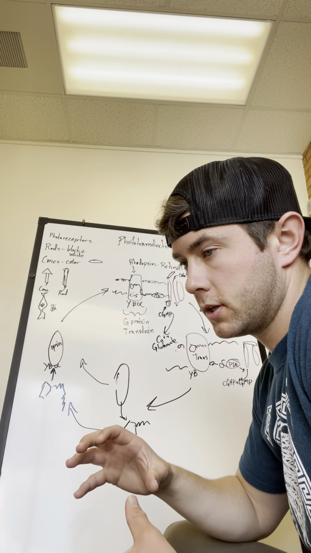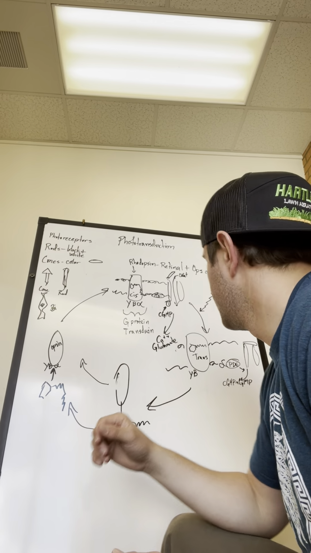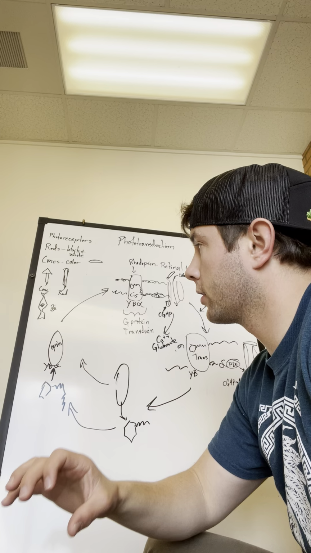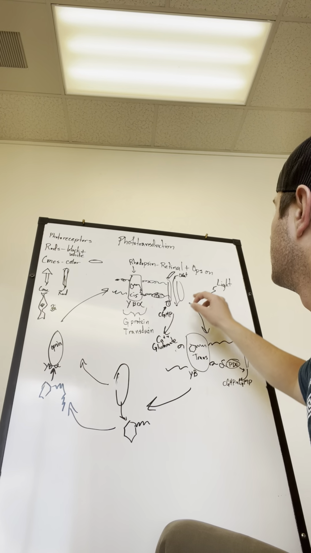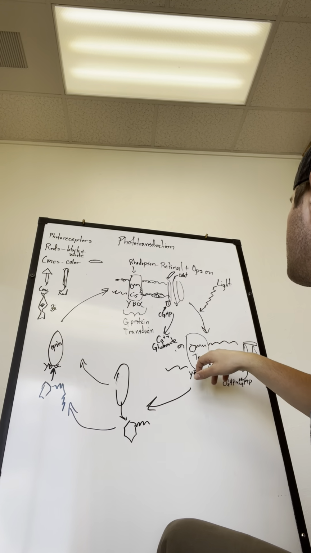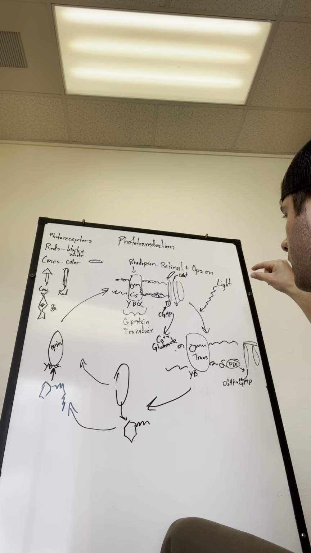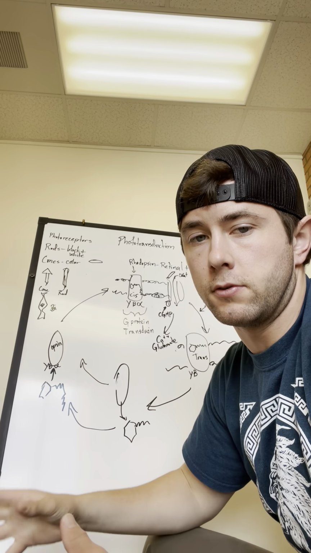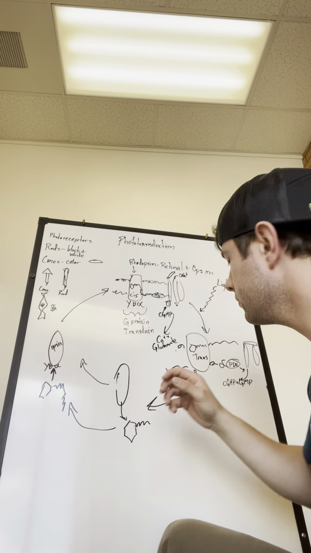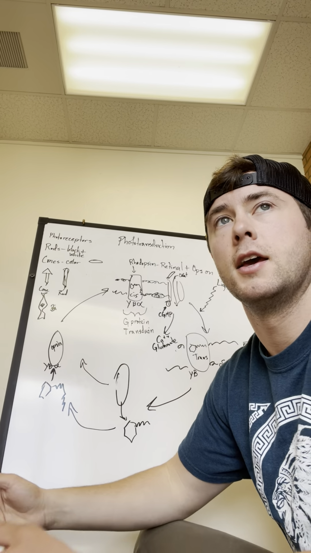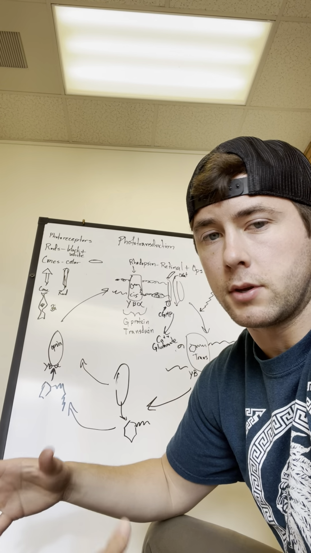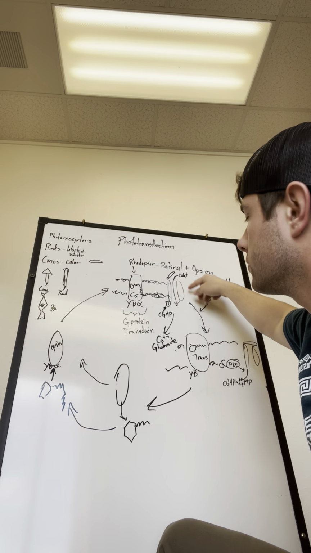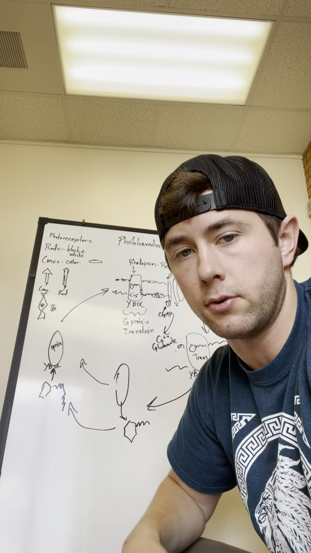And opsin is G protein coupled, and so that G protein made up of these three subunits will now break apart, right? Breaking off the alpha subunit. That alpha subunit will then head over and activate an enzyme called phosphodiesterase. Now, phosphodiesterase is very important because it degrades cyclic GMP. Cyclic GMP is attached to this ligand-gated channel, which is allowing sodium to enter and depolarize the cell.